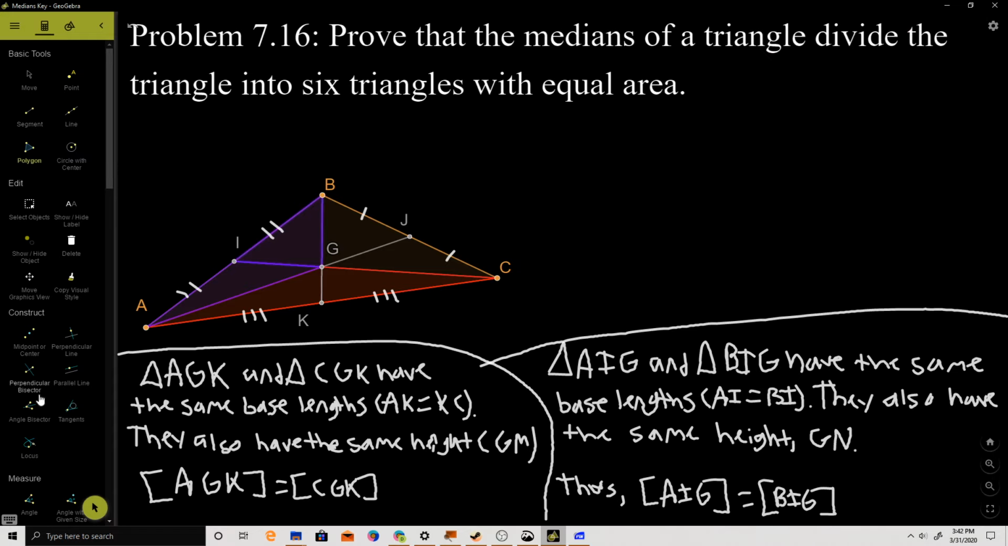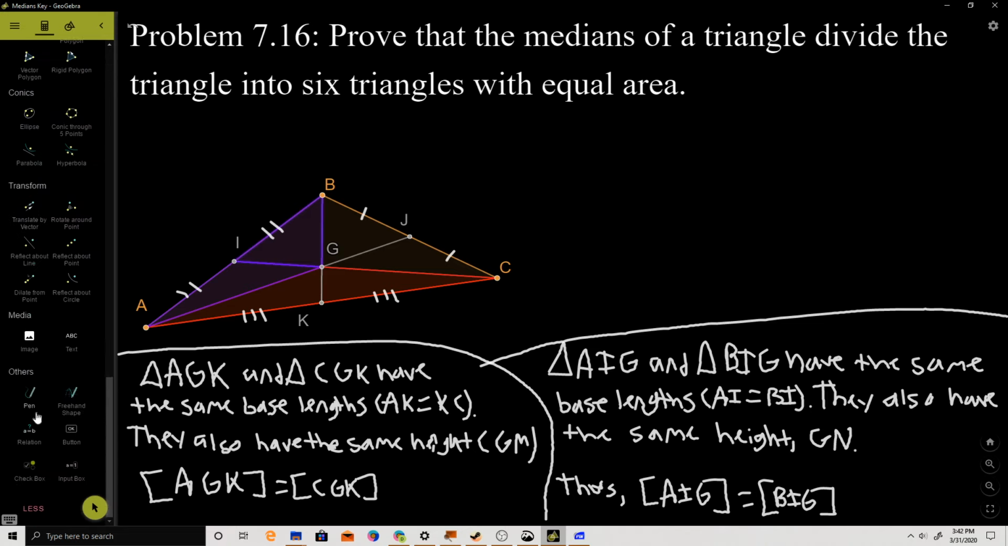Now, I'm not going to explain how the last two have the same area, because I would expect that you can get it at this point. I'm just going to use the same technique we've been doing. So I'm going to just assume that BGJ and JGC have the same area.